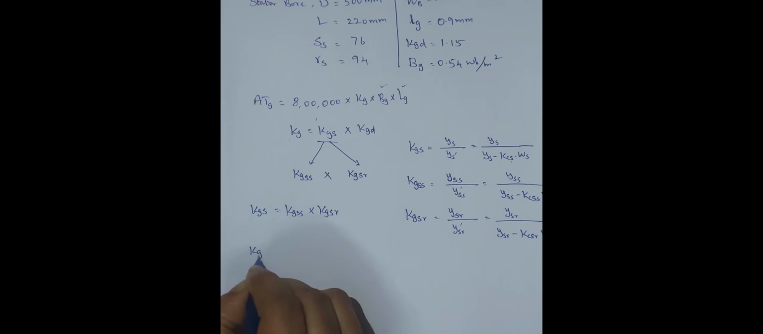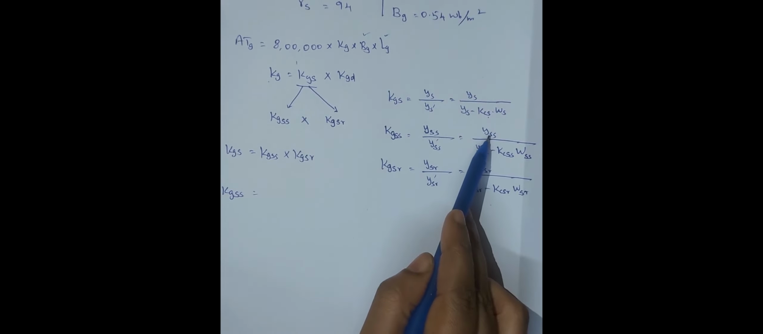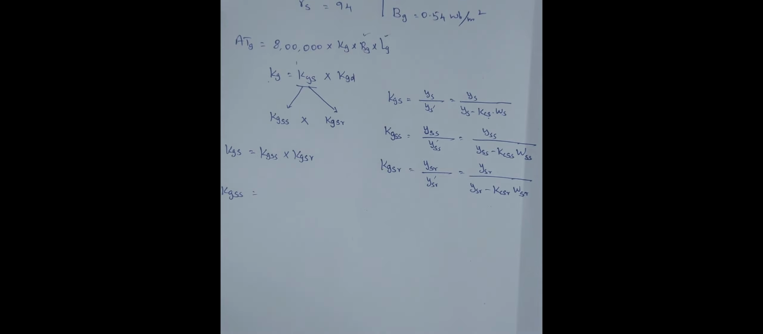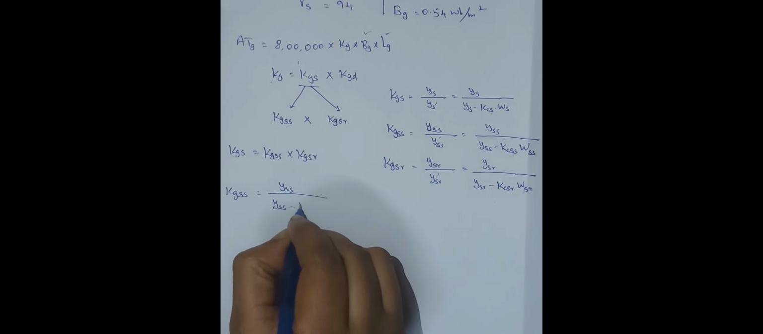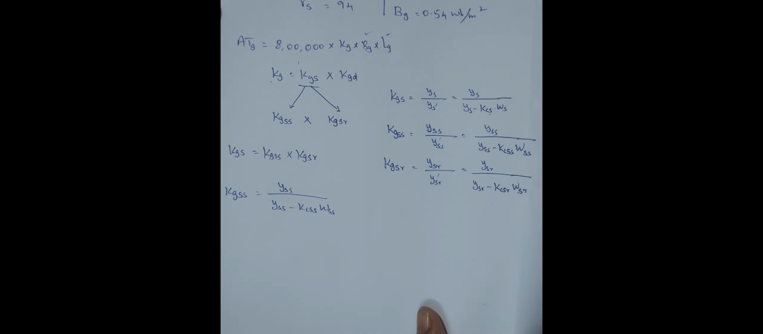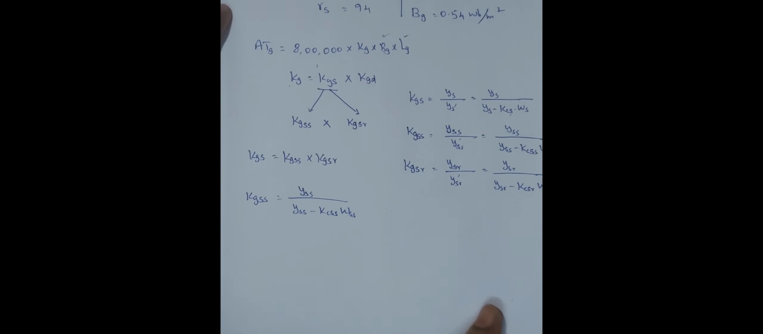Now Kgss, as I have given the formula: Yss divided by Yss minus Kcss Wss. We have to find what we know. The stator slot pitch, is it given? It is not given. So how will you find the stator slot pitch?